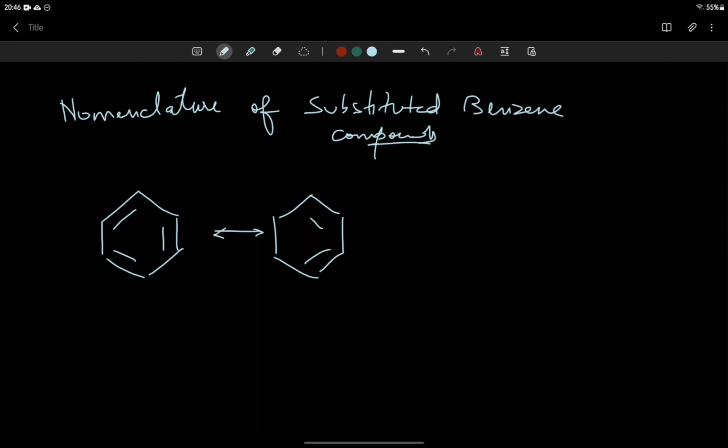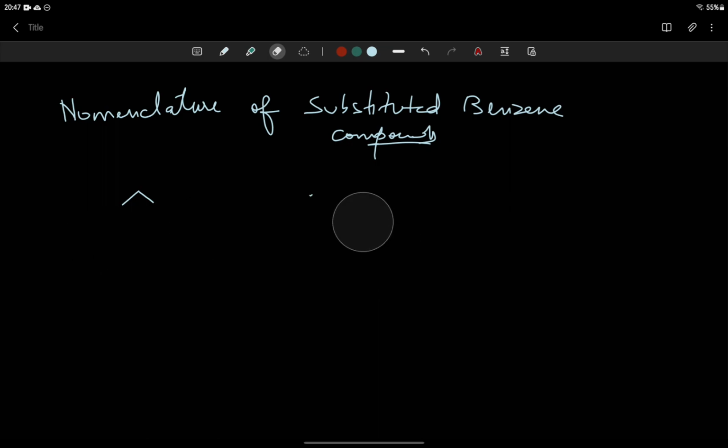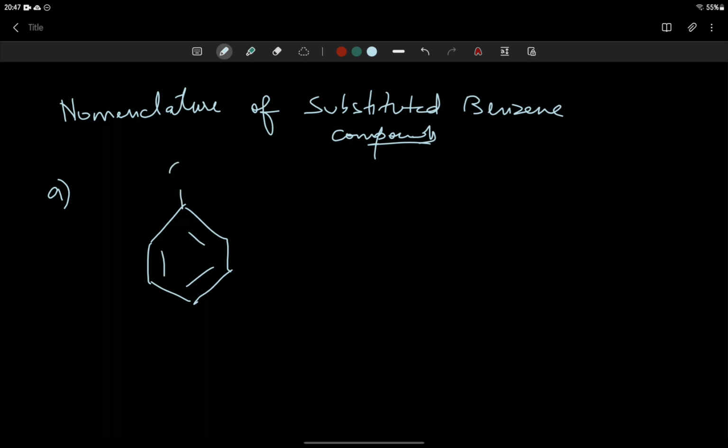This I will study in resonance, that I will discuss later. So this is a benzene ring. Now just suppose you have a mono-substituted benzene ring. Mono-substituted means only one substituent is present in the benzene ring. Now just suppose you have this substituent, only a methyl group is present.